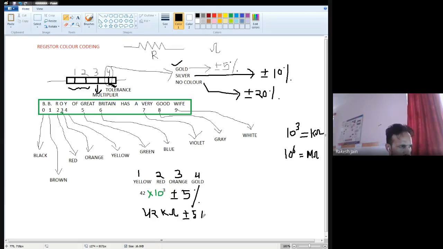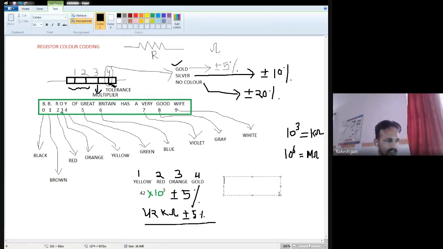Okay, what is the meaning of plus minus 5%? It is 42,000 multiplied by 5 by 100. So whatever the answer, this type of up down will be there. For example, let's suppose you have brown, black, brown, and gold. You will easily understand the meaning of tolerance with the help of this second example. Let's see very carefully.